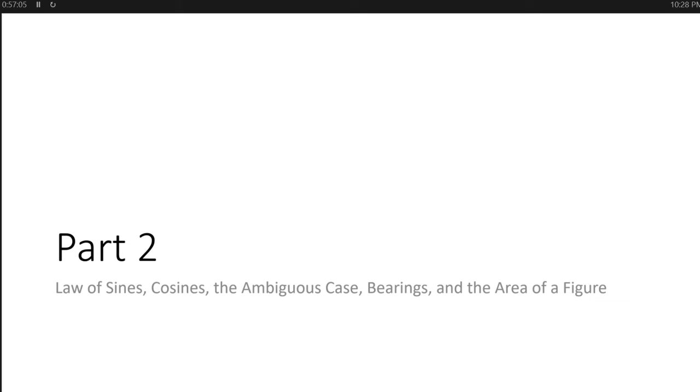All right, next we're going on to part 2. Part 2 is going to cover law of sines, cosines, ambiguous case, bearings, and areas of figures. We already did this a little bit in part 1 with the law of cosines, but we're going to do it more in this part.